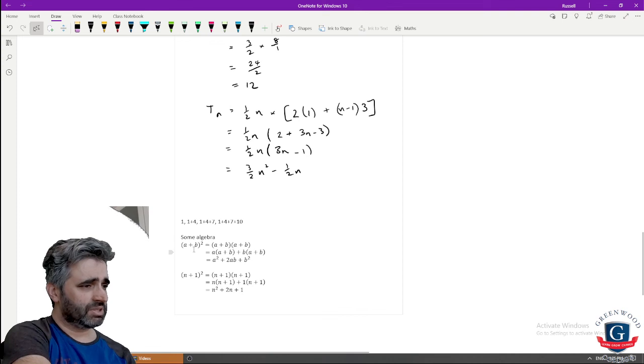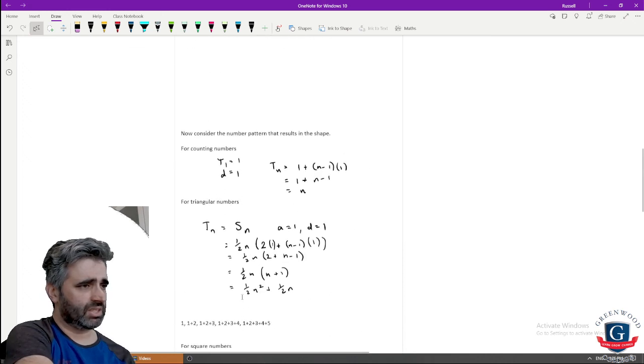So a plus b all squared is equal to a squared plus 2ab plus b squared, and n plus 1 all squared is n squared plus 2n plus 1. So there you go.